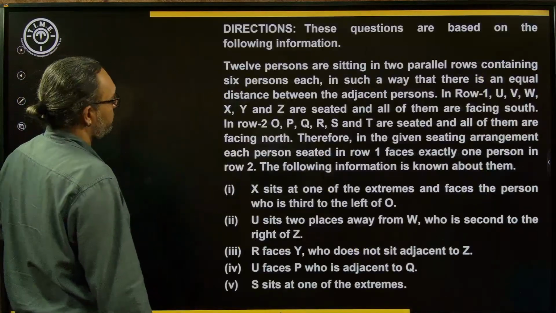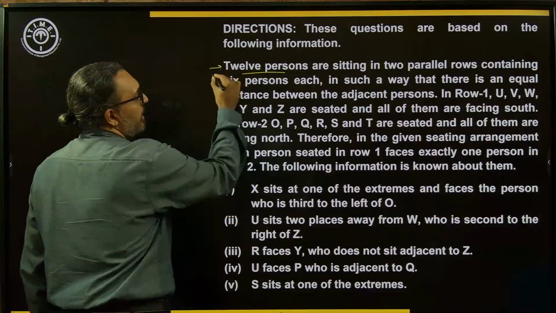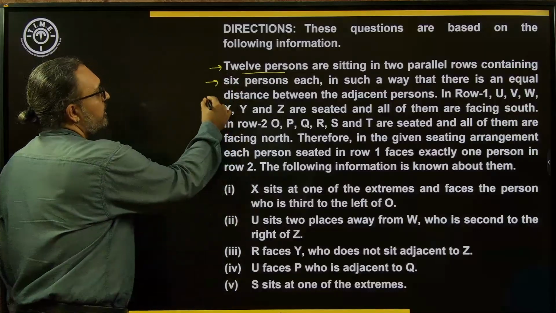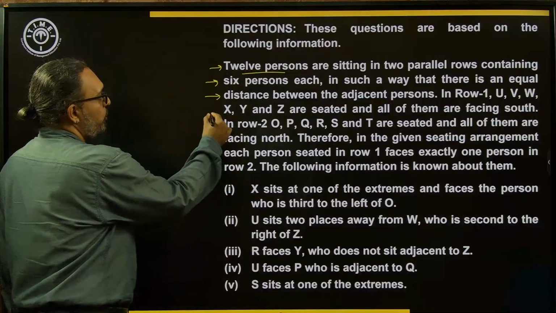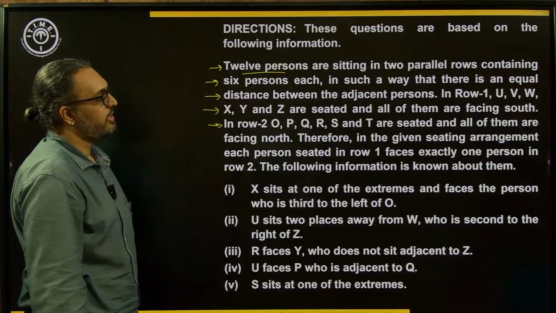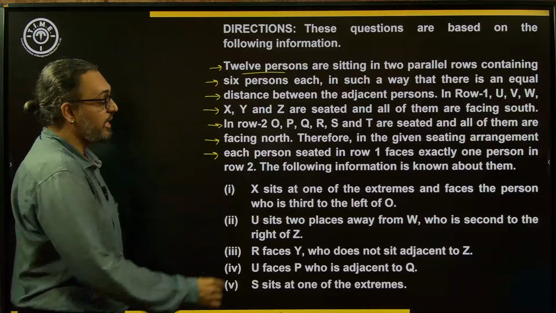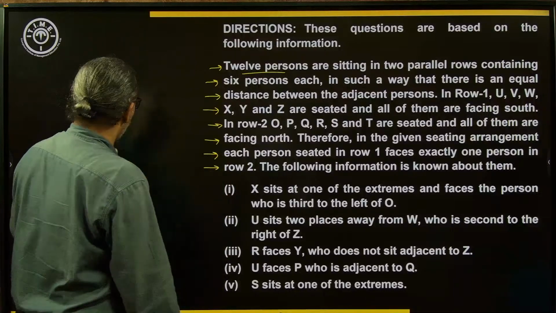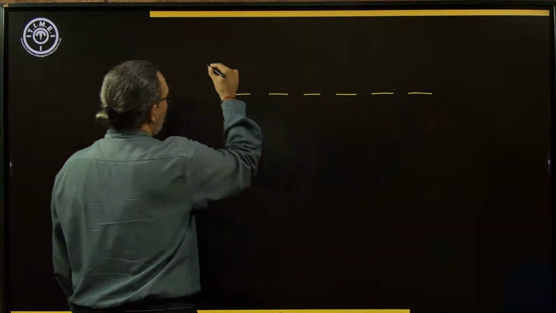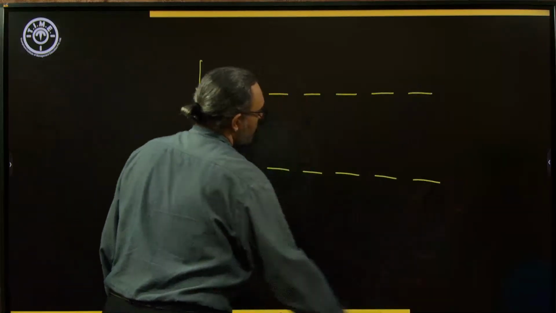Okay. Coming to the next one. Now it says 12 persons are sitting in two parallel rows containing 6 persons each in such a way that there is an equal distance between adjacent persons. In row 1, U, V, W, X, Y, and Z are seated and all of them are facing south. In row 2, O, P, Q, R, S, T are seated and all of them are facing north. Therefore, in the given seating arrangement, each person seated in row 1 faces exactly one person seated in row 2. Okay, it's a two-row arrangement. So let's consider that. 6 people facing south, and each of those 6 people are exactly facing these 6 people in the north.